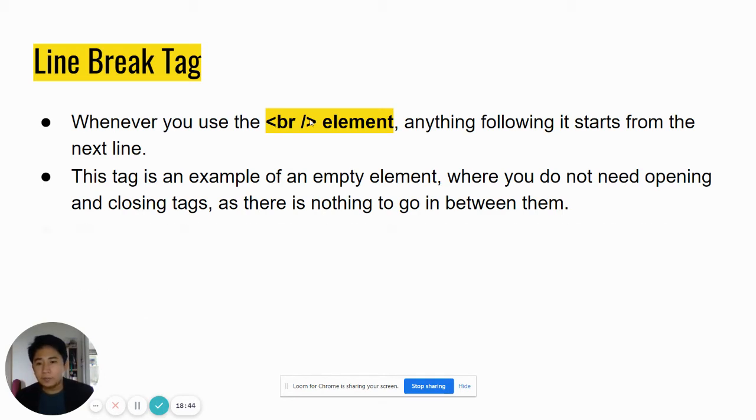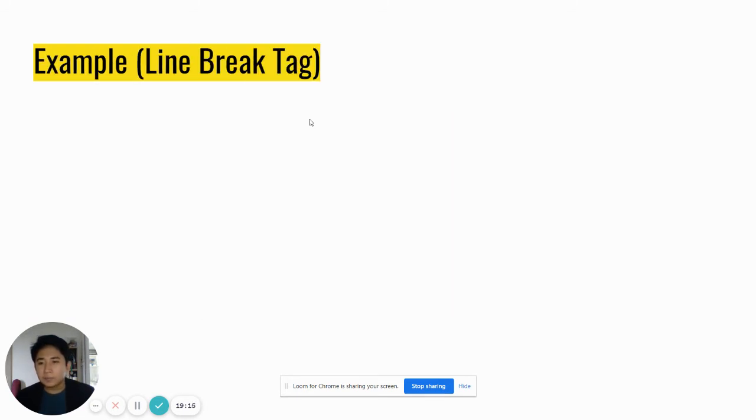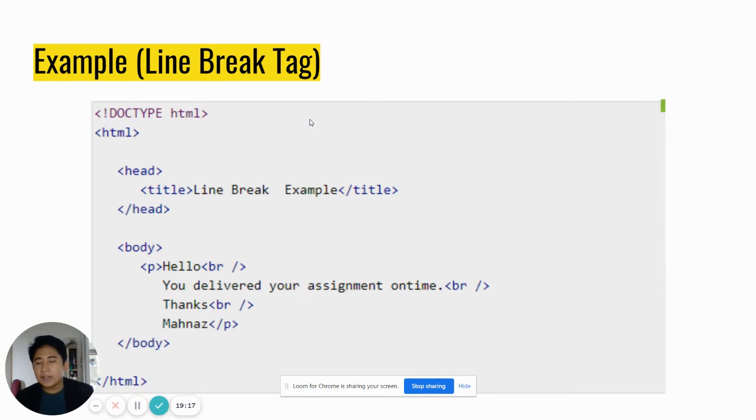greater than, okay? So the BR tag has a space between the characters BR and the forward slash, okay? So BR, space, forward slash. If you omit this space, older browsers will have trouble reading the line break, okay? While if you miss the forward slash character and just use BR, it is not valid in XHTML, okay?